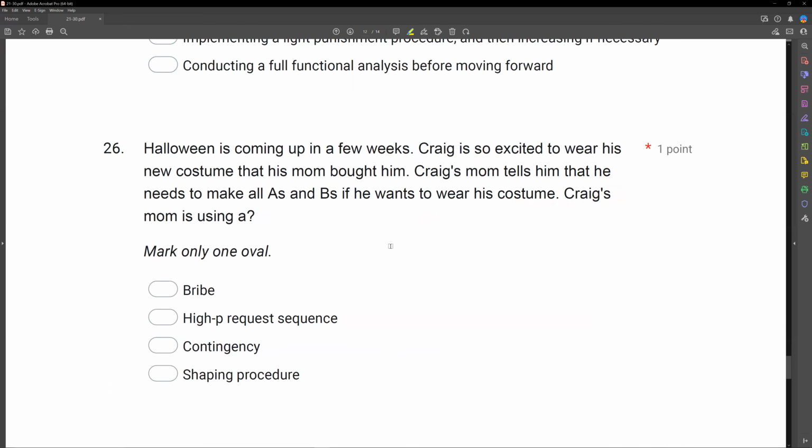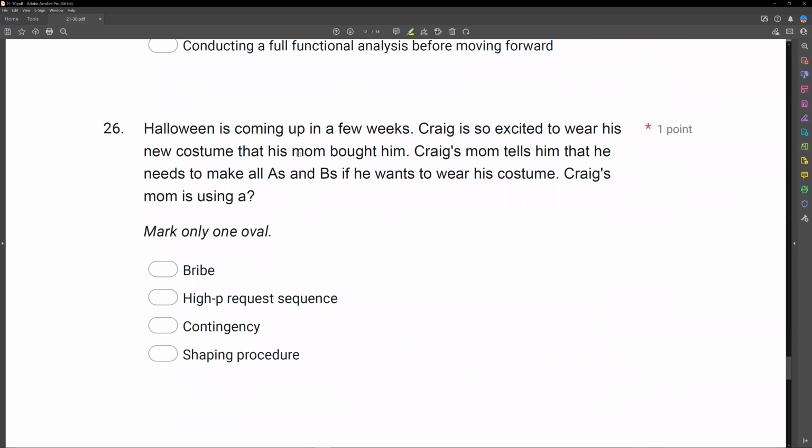Halloween is coming up in a few weeks. Craig is so excited to wear his new costume that his mom bought him. Craig's mom tells him that he needs to make all A's and B's if he wants to wear his costume. Craig's mom is using a what? Little reminder question, right? We have to remember, we don't bribe, we make contingencies.